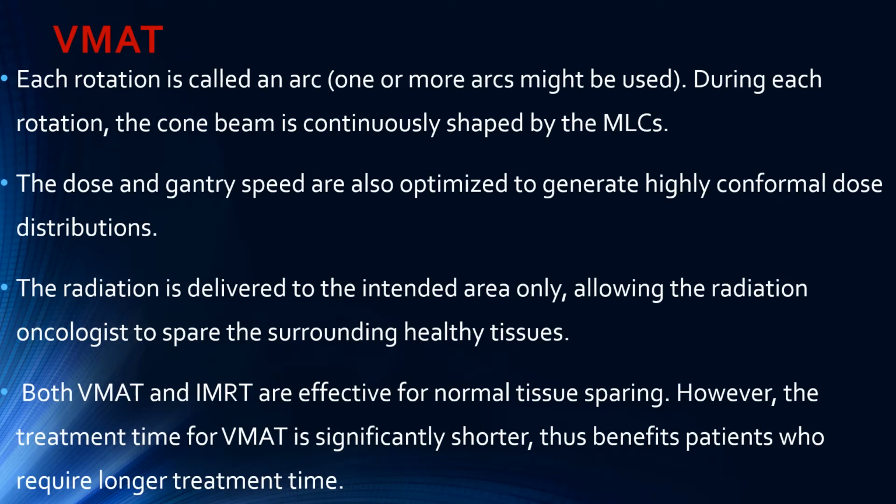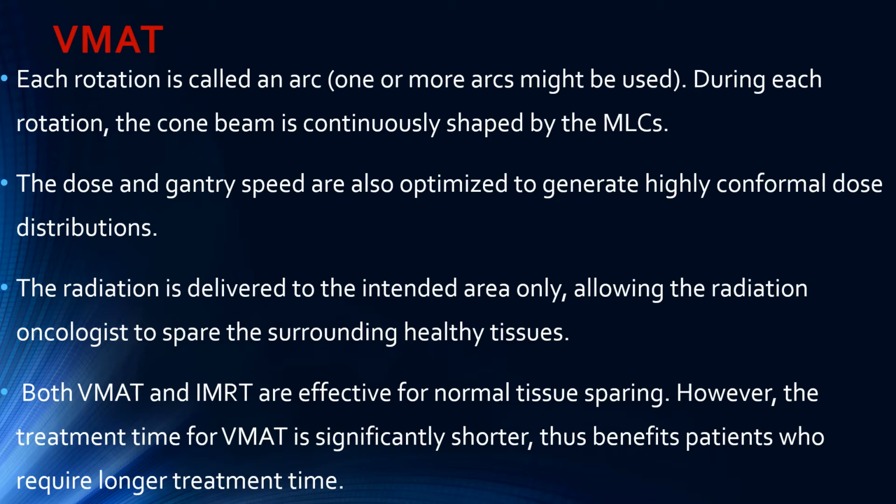In VMAT, each rotation is called an arc. One or more arcs can be used, and that differs from case to case. During each rotation, the cone beam is continuously shaped by the MLCs. The dose and gantry speed are also optimized to generate highly conformal dose distribution, and that is what we want in an optimum plan. The radiation is delivered to the intended area only, meaning that it is sparing the surrounding healthy tissues and organs at risk.